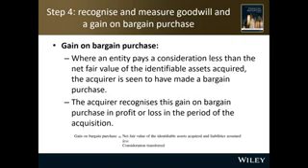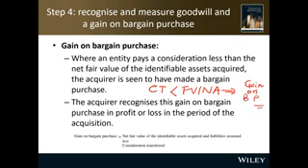The next one is the gain on bargain purchase. What is this? Where an entity pays a consideration less than the net fair value of identifiable assets acquired, the acquirer is seen to have made a bargain purchase. When consideration transferred is lower than the fair value of identifiable net assets, this will result in a gain on bargain purchase. The acquirer recognizes this gain in the profit and loss on the acquisition. It will not go to reserves; it goes to the income statement as a gain, the statement of profit and loss and other comprehensive income.